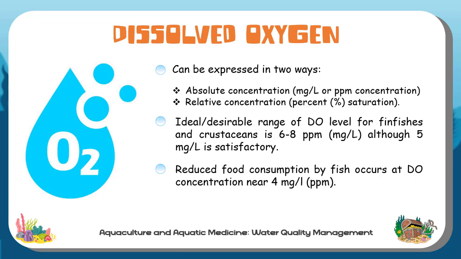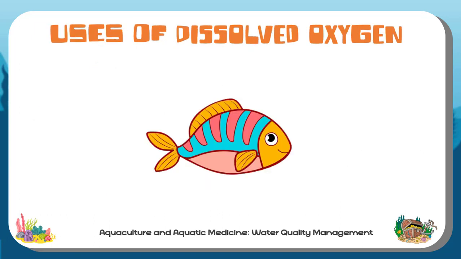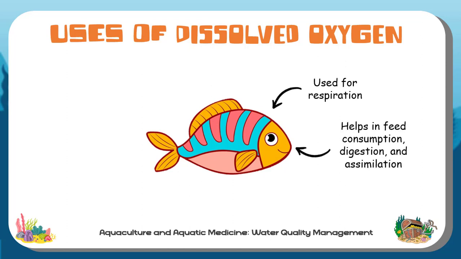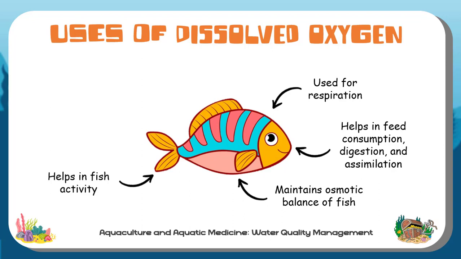As mentioned before, dissolved oxygen is the gas of greatest importance in fish culture. So now, let's talk about what makes dissolved oxygen so important. First, let's talk about its uses. Dissolved oxygen is used for respiration. It helps in feed consumption, digestion, and assimilation. It maintains osmotic balance of fish, maintaining an internal balance of salt and water in a fish body. It helps in fish activities such as swimming, searching of food, and the like.